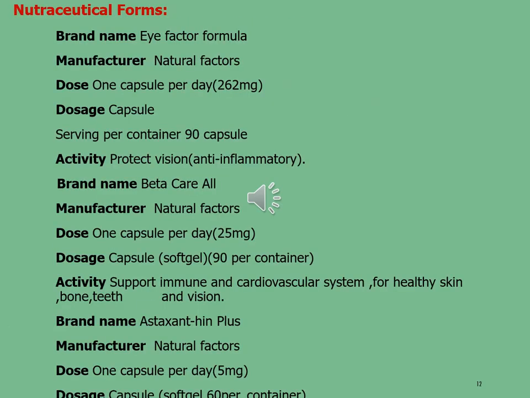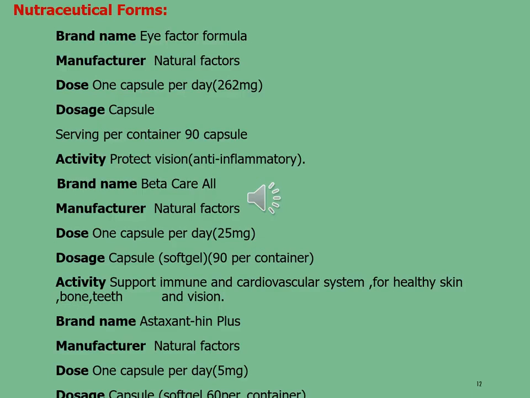Now we discuss some important pharmaceutical brands in which carotenoids are used as food supplements. So the first brand is I Factor Formula, manufactured by Natural Factors, and we take its dose of 262 mg per day. It is formulated in capsule dosage form, serving per container 90 capsules. The activity of this brand is protective vision and anti-inflammatory.